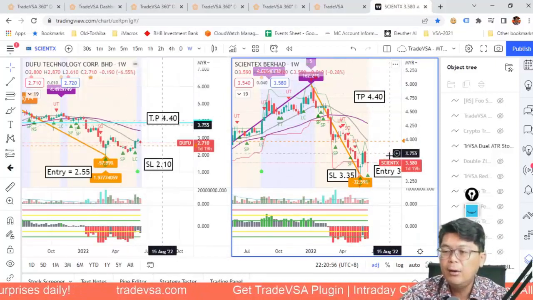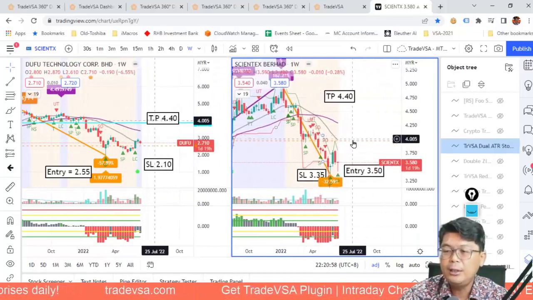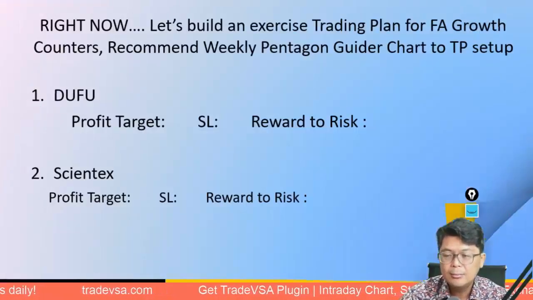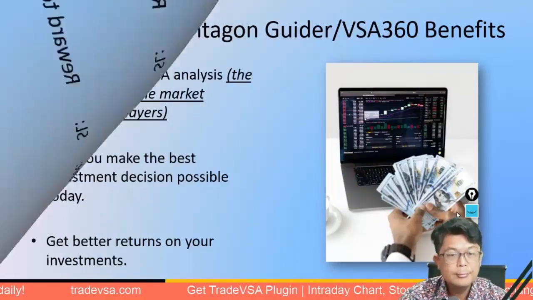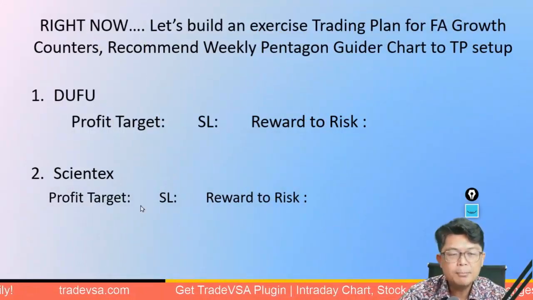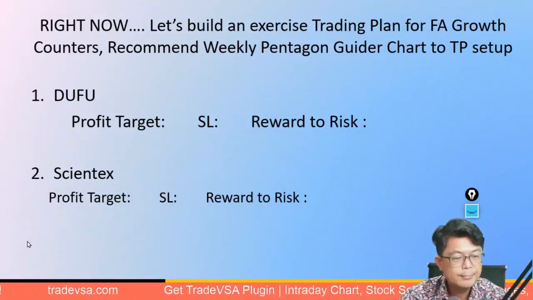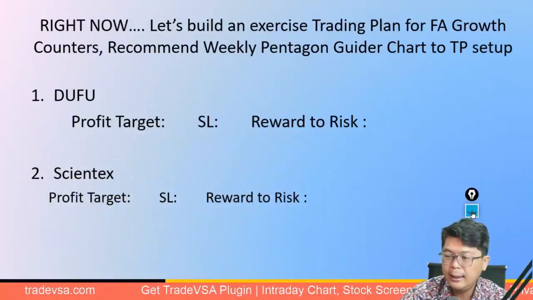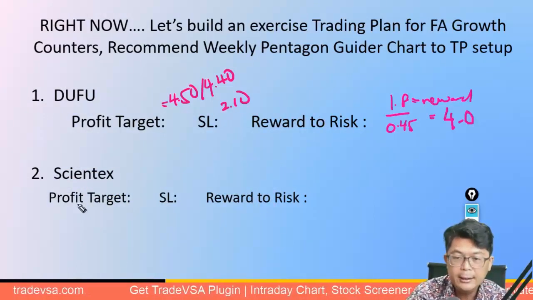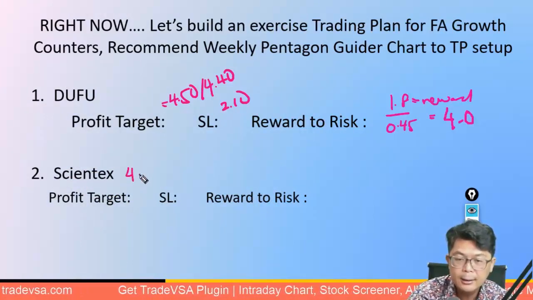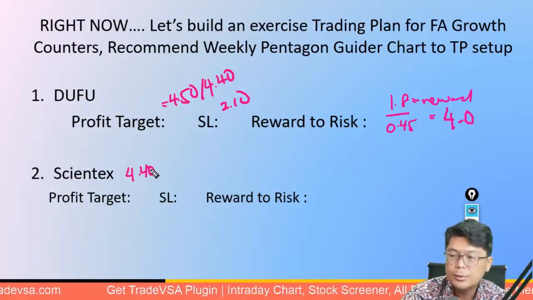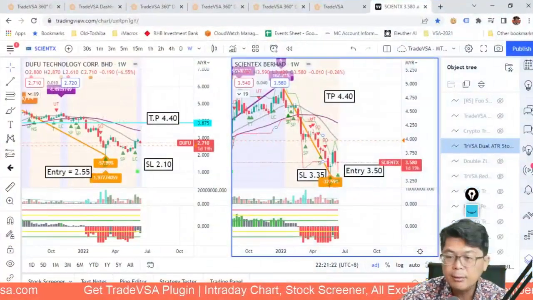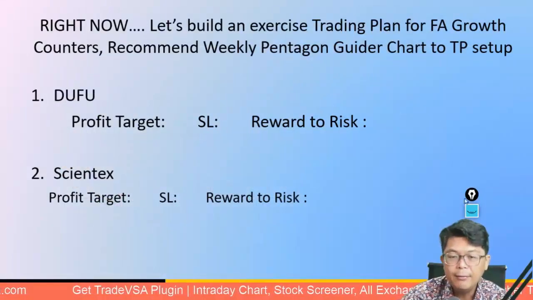So after 4.40, we have all the necessary information in here. Let's do our trading plan. So Sign Tech, profit target is how much? Profit target is 4.40. Let's write that down. 4.40 is the target price. Stop loss, what is the stop loss? Just now we calculated 3.35.